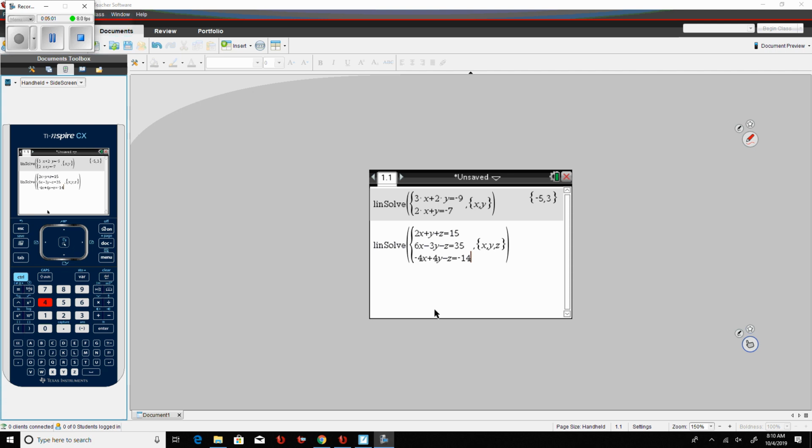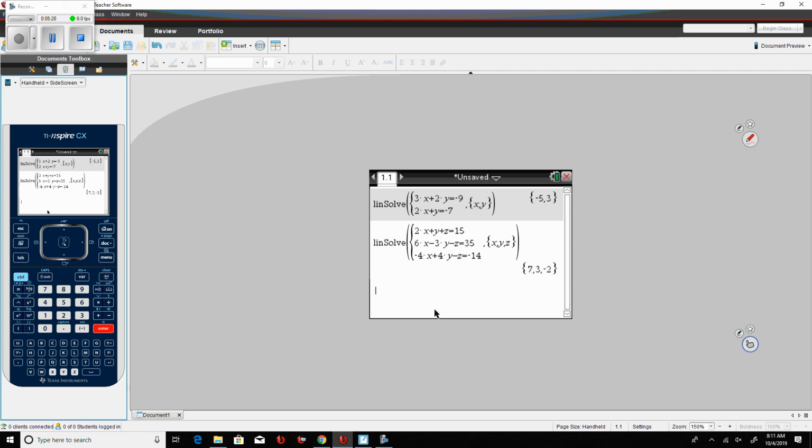I'm just double checking them. Make sure you're very careful with the subtraction and the negative. You can see in the third equation, the negative sign in front of the 4x looks different than the subtraction sign in front of the z, as well as the negative in front of the 14. So just be very careful of that. So once you get them all in, double check it like I said, enter, and there are your solutions.